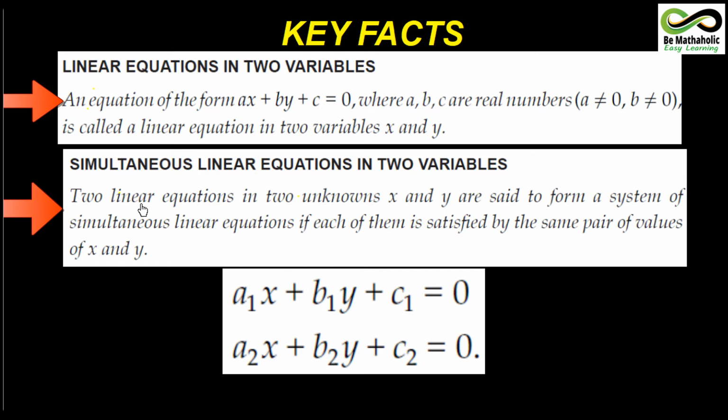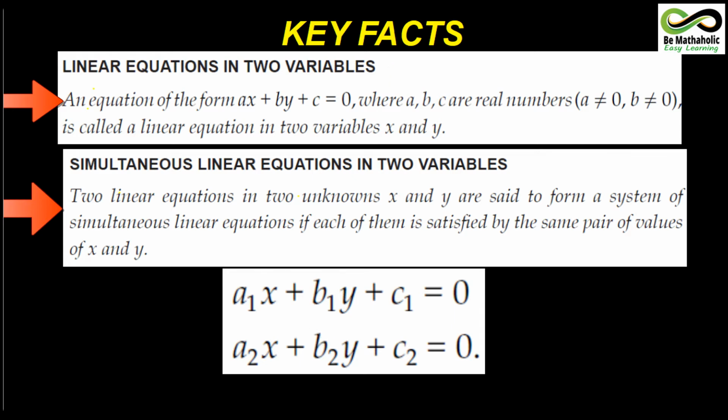Now what do you mean by this? Two linear equations in two unknowns x and y are said to form a system of simultaneous equations if each of them is satisfied by the same pair of values. The example is given here: a1x plus b1y plus c1 equals 0 and a2x plus b2y plus c2 equals 0. This is called the pair of linear equations in two variables.